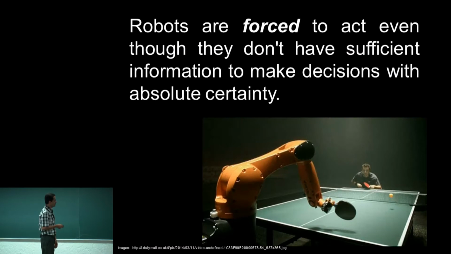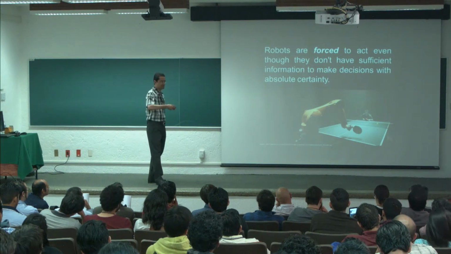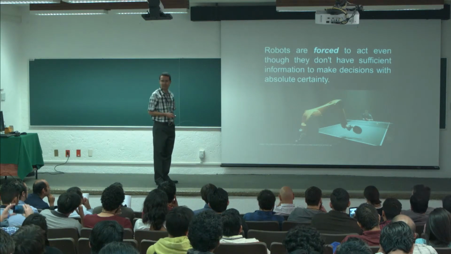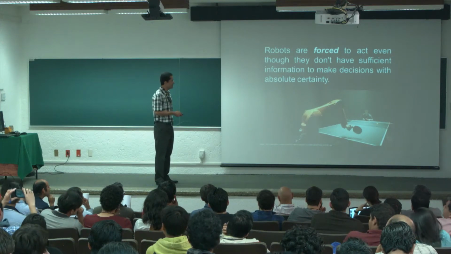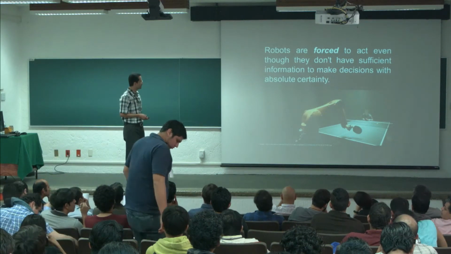The other problem is about real time, right? Robots are forced to act even though they don't have sufficient information to make decisions with absolute certainty. What I mean about certainty is that, for example, I need to know exactly where the ball is, but sometimes I don't know. The camera or the image processing algorithm could be wrong or not fast enough. In any case, we need to make a decision to perform an action, even though I don't have enough certainty or enough information about the world.